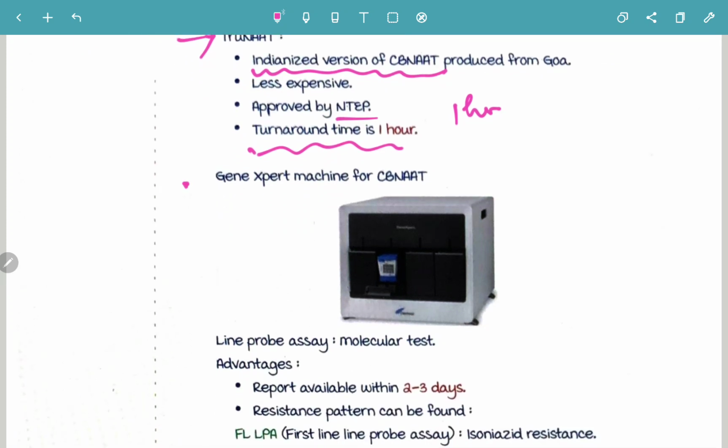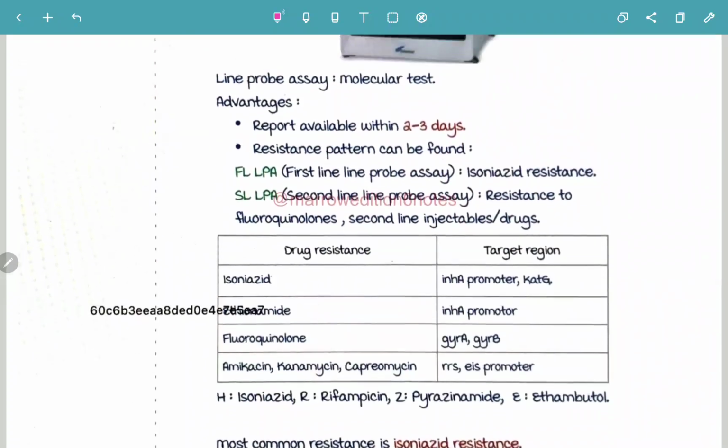This is your gene expert machine. This is your gene expert machine for CBNAT.